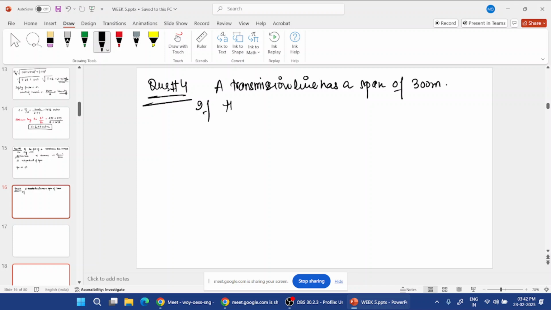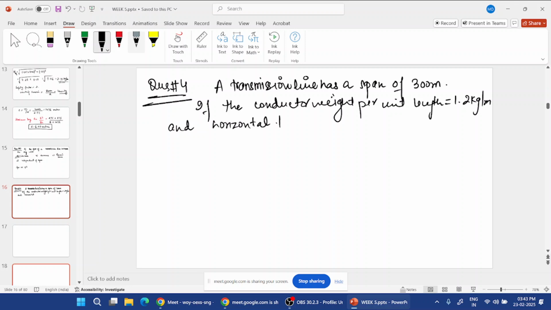If the conductor weight per unit length is 1.2 kilogram per meter and the horizontal tension in the conductor is 4000 kilogram, we have to find the sag.